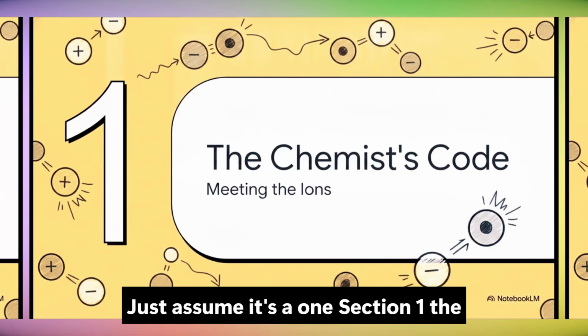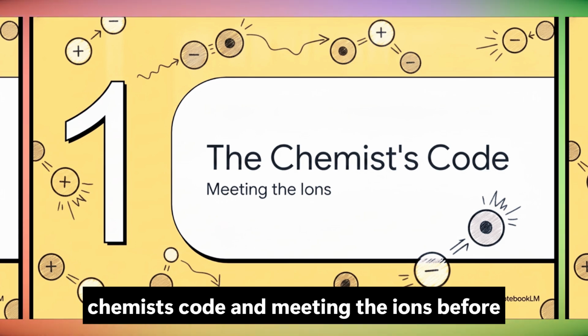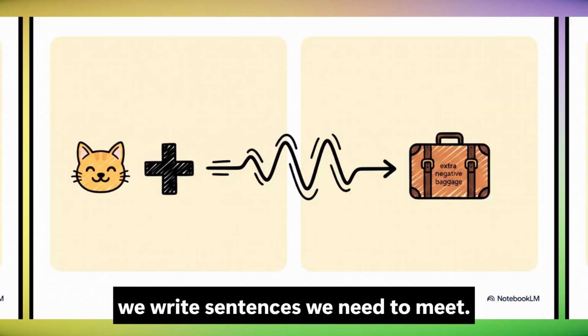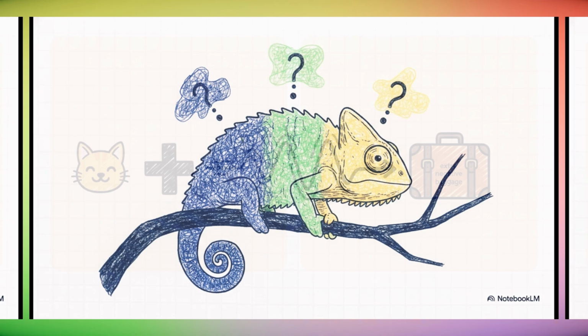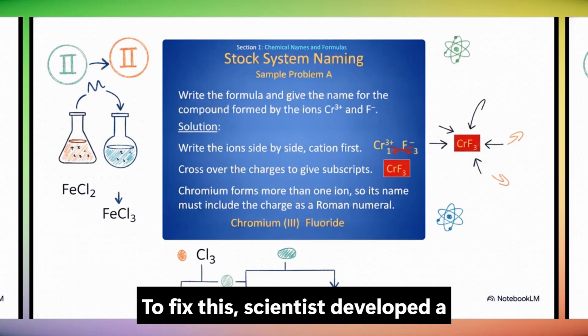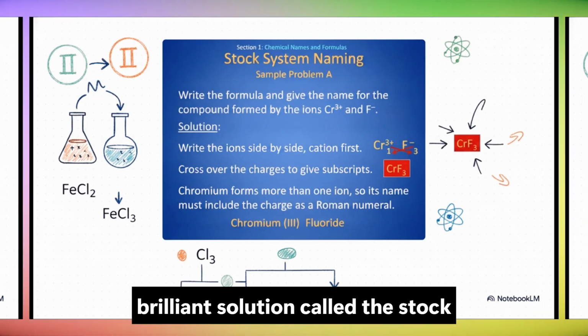Section 1. The chemist's code and meeting the ions. Before we write sentences, we need to meet the main character. To fix this, scientists developed a brilliant solution called the stock system.